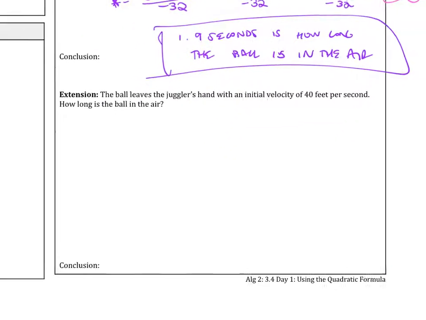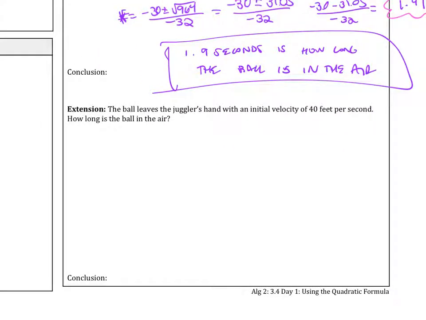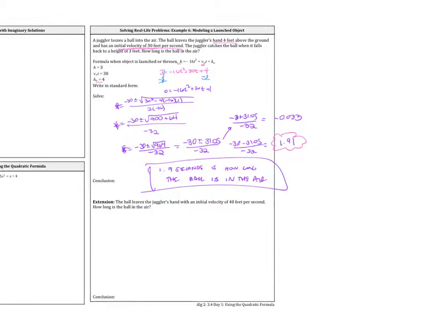All right, so go ahead and try this example here. The ball leaves the juggler's hand with an initial velocity of 40 feet per second. How long is the ball in the air? So you're going to go ahead and use the same exact formula here. The only thing that changes is the initial velocity of 40 feet per second.